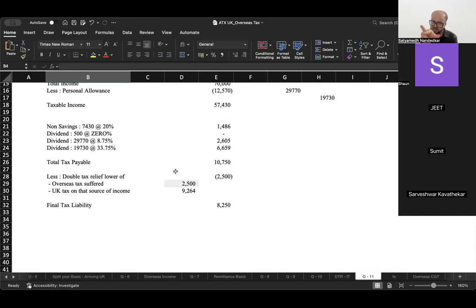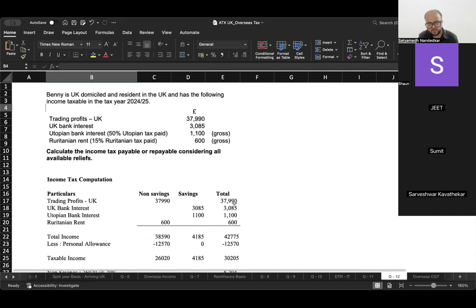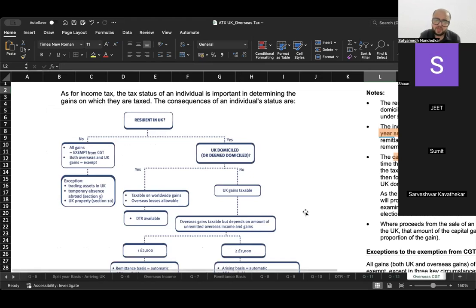ये दो tax figures का जो difference है, that is UK tax on the overseas source of income. ठीक है. When you have multiple sources, then आपको हर एक source के लिए you will have to calculate the amount of double taxation relief separately. ठीक है. अब in case of overseas capital gains tax, again वो domiciled and non-domicile वाला situation आएगा.